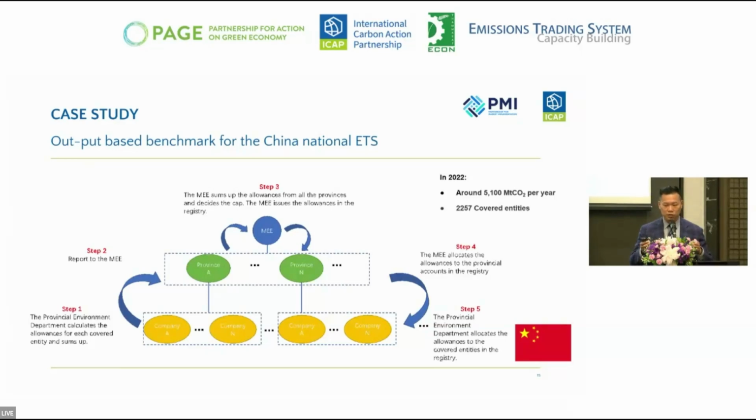And then all the provinces submit their number to the MEE, the Ministry of Ecological Environment, to the central government. Then that becomes the national cap. Yeah, so that's how China calculates the total number of allowance under China ETS. And then the central government will issue this allowance in the registry to the provincial government, and the provincial government will issue this to each company. So like I said, it's a bottom-up approach.